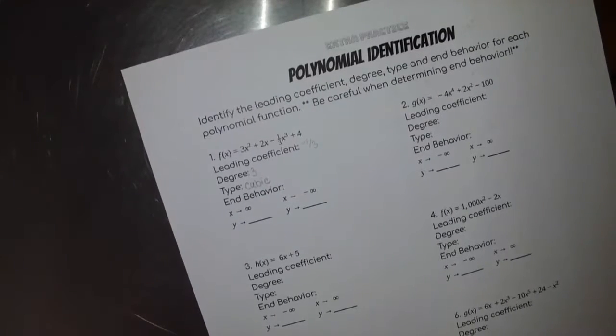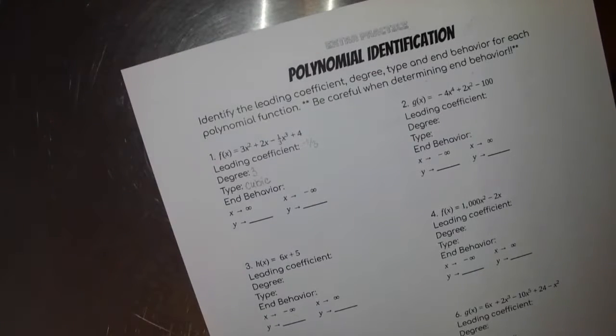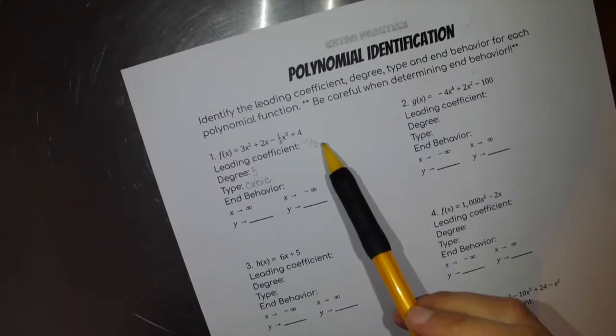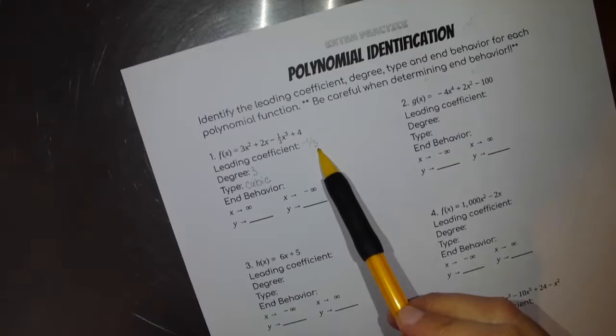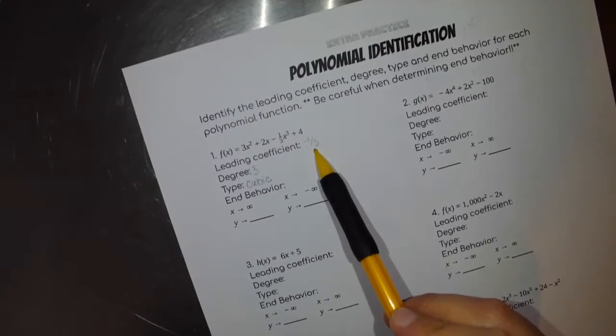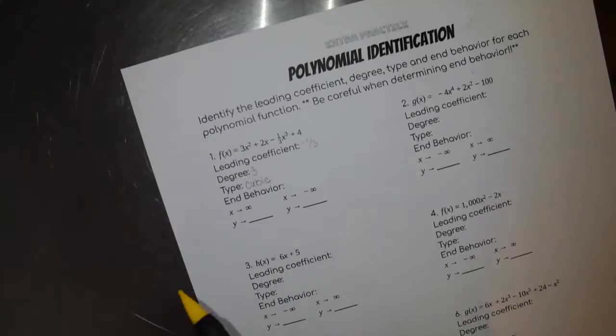Okay, so now we're on to end behavior. We actually need all this information for when we look at the end behavior. What I'm looking for is: is my degree even or odd? And is my leading coefficient positive or negative? Looking here, my leading coefficient is negative and my degree is odd.